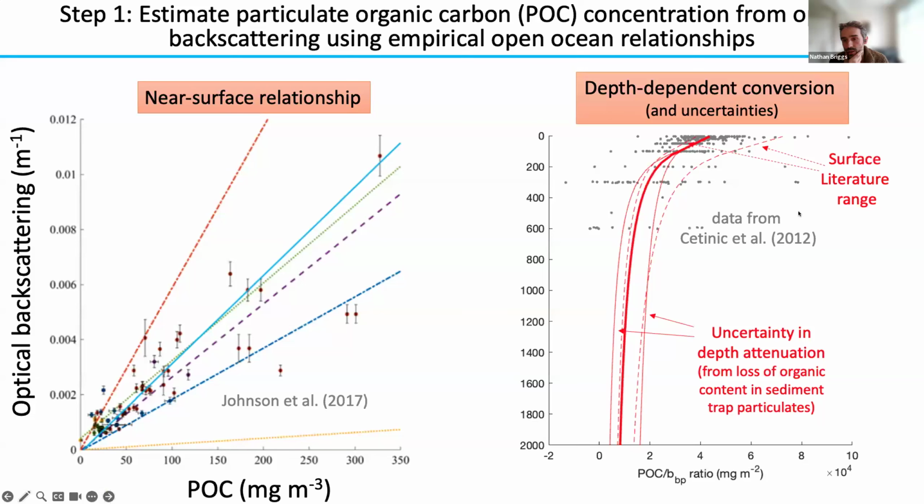One of them is this Cetinić et al. 2012 data set from the North Atlantic, showing depth-dependent POC to backscattering ratio. And the other source of data we use is a global sediment trap data set, looking at the ratio of organic to inorganic matter with depth. These different dashed and solid lines around the thick red line are different sources of uncertainty in this ratio, which we're going to propagate into any POC flux estimates that come from these data.